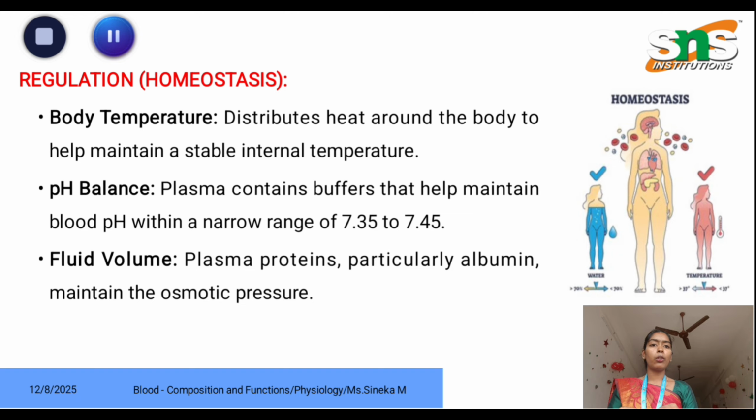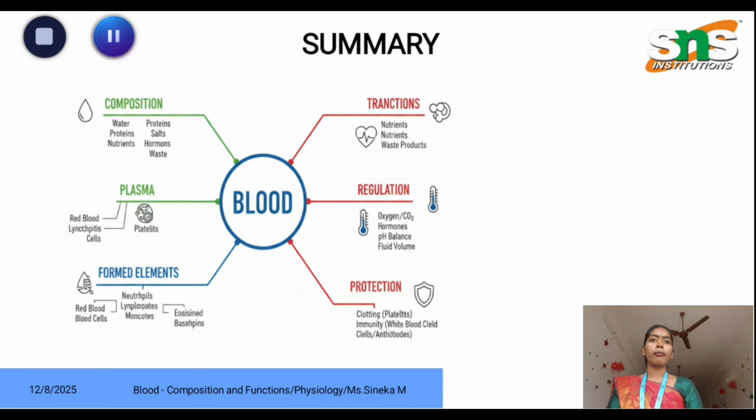Next one is fluid volume. Plasma proteins, particularly albumin, maintain the osmotic pressure. These are all the regulation, also called homeostasis, in our body. Here is the summary.